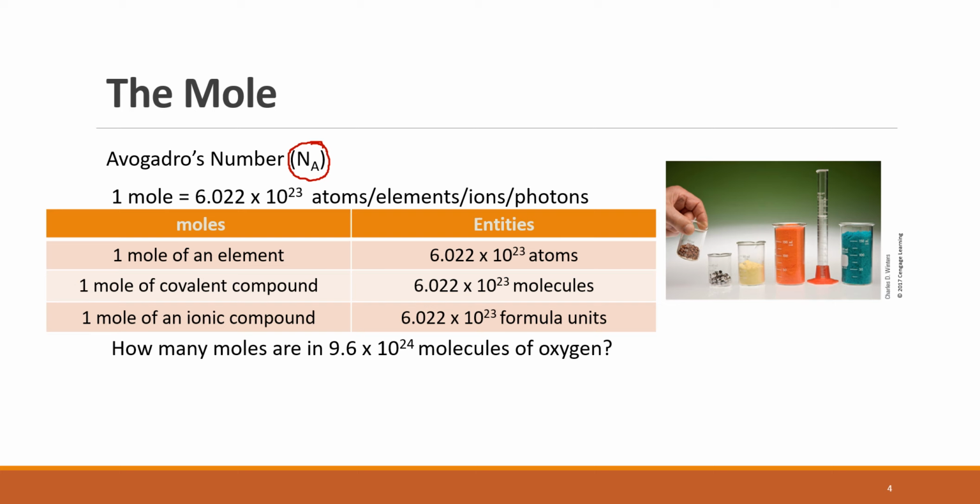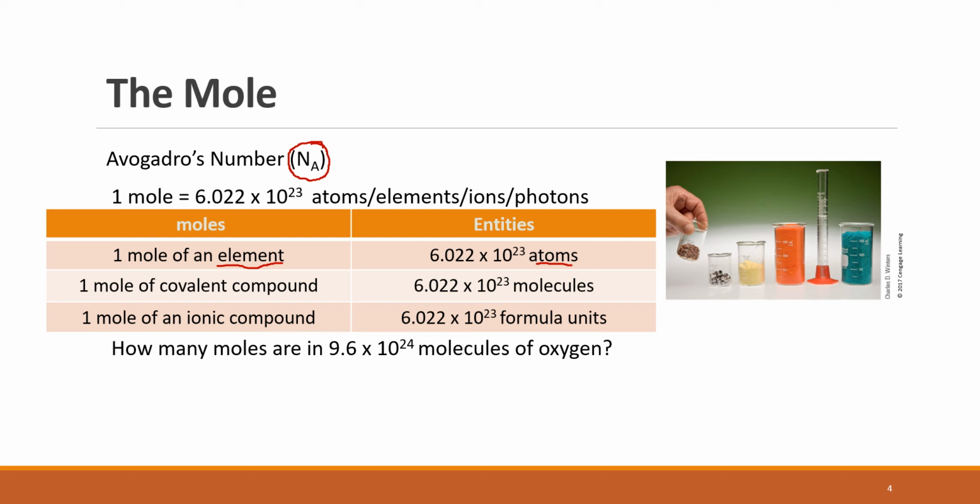If we're talking about 1 mole of an element, for instance, an element off of the periodic table, then we're talking about 6.022 times 10 to the 23rd atoms. It does not matter what element we're referring to. So if I say 1 mole of oxygen, well, in 1 mole of oxygen, there are 6.022 times 10 to the 23rd atoms of oxygen. If I'm talking about mercury, there are 6.022 times 10 to the 23rd atoms of mercury in 1 mole.